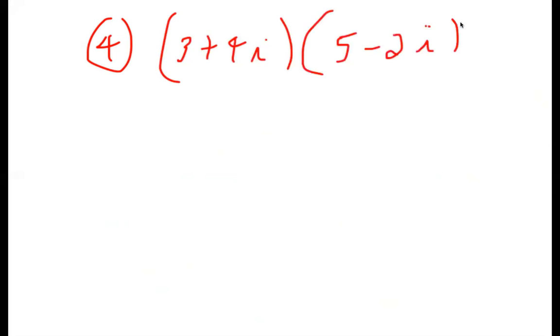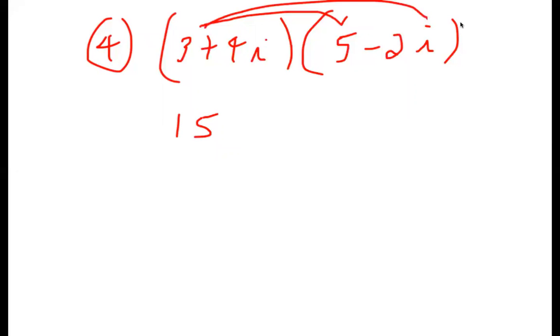Now, for problem number 4, we're just multiplying 2 binomials. And just like you did with the polynomials, when you were multiplying 2 binomials, you FOIL. Similar process here, guys. We're going to FOIL it out, okay? So here, you would take the 3 multiplied by 5. Take the 3 multiplied by negative 2i. And then you want to take the 4i multiplied by 5 and take the 4i multiplied by negative 2i, okay?